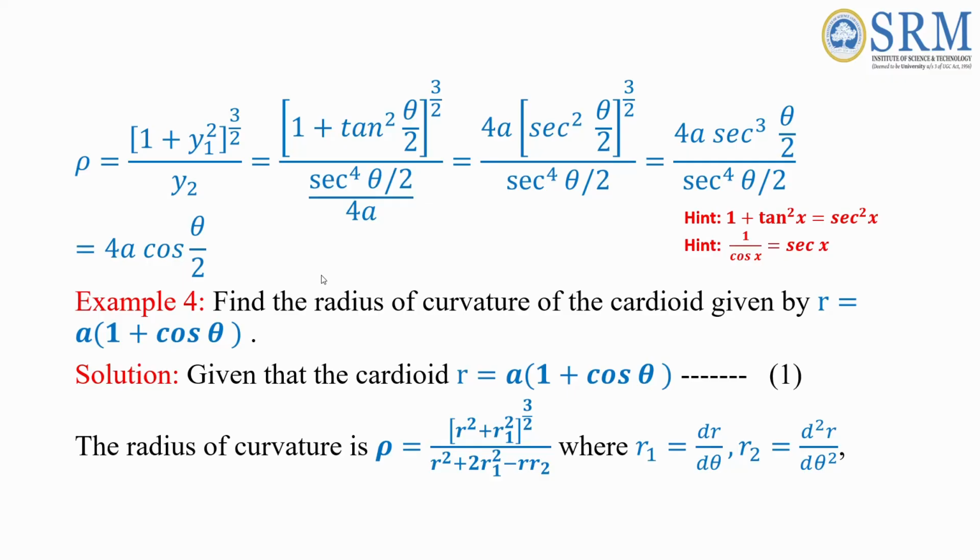Find the radius of curvature of the cardioid given by the curve r equal to a into 1 plus cos theta. So the curve is given in polar form, r equal to a into 1 plus cos theta. Now what is the formula for the polar form? Rho equal to r square plus r1 square whole power 3 by 2 whole divided by r square plus 2 r1 square minus r2, where r1 is dr by d theta, r2 is d square r divided by d theta square.